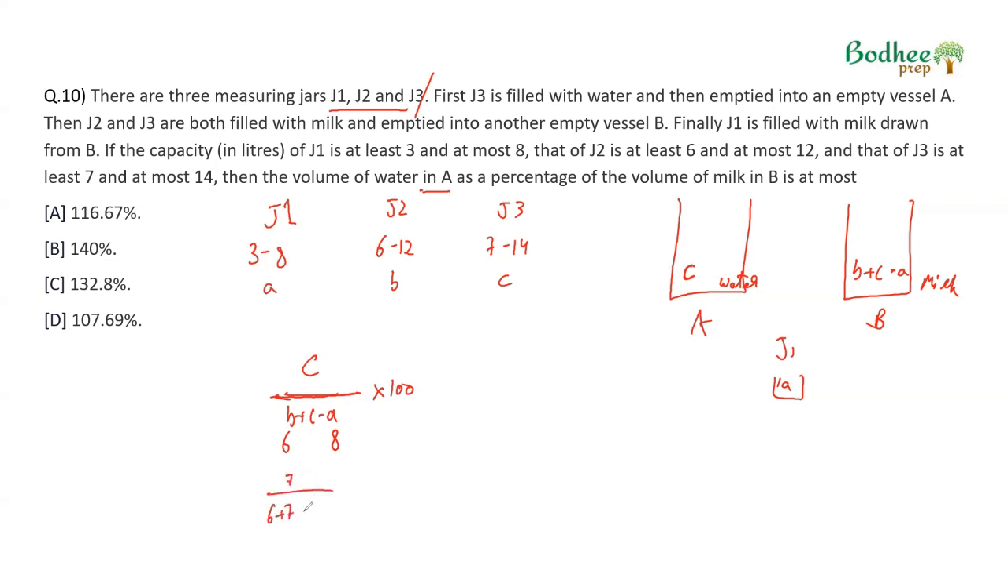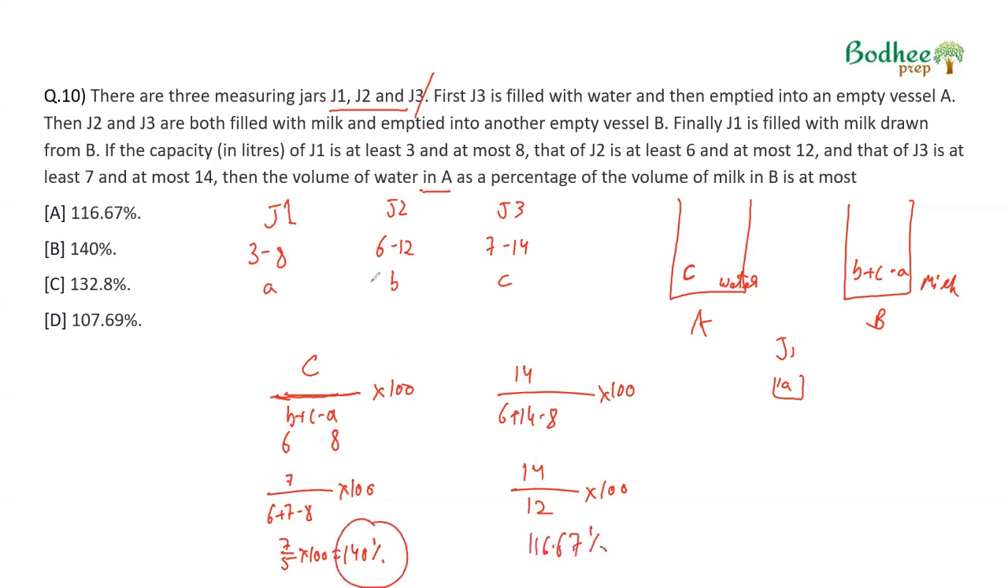7 upon 6 plus 7 minus 8 into 100. This becomes 7 upon 5 into 100, which is 140%. The other extreme case will be 14 upon 6 plus 14 minus 8 into 100, which will be 14 upon 12 into 100, which will give a value of 7 by 6. So this will be 116.67%.